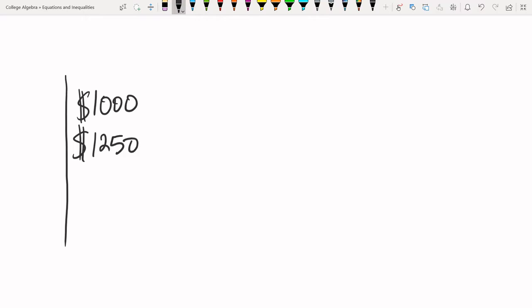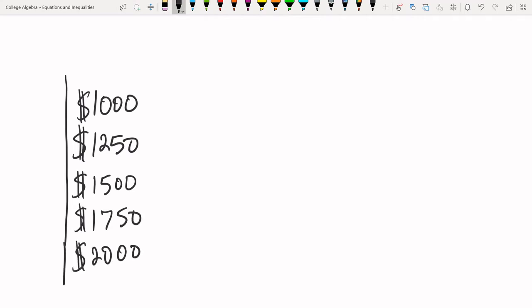So for instance, when we start, we have $1,000. And then we can assume the next week, if we put $250 into there and don't take anything out, we'll have $1,250. And the next week, we'll have $1,500. The next, we'll have $1,750. And the last, we'll have $2,000. Obviously not the last, but we'll just stop there for now.